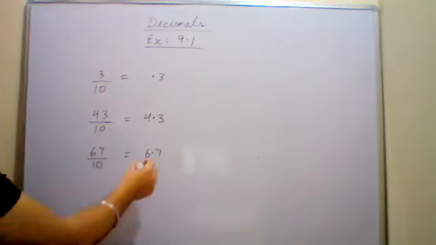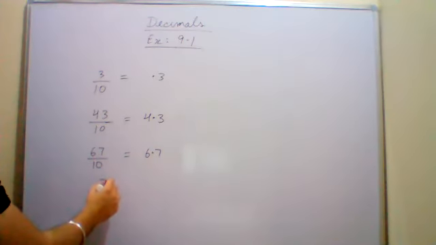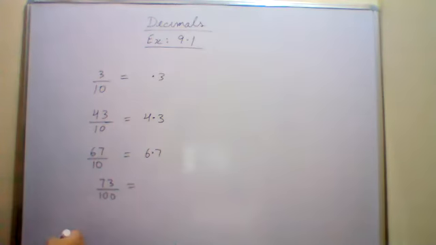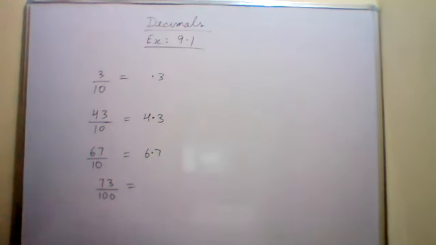Now, who is going to tell me 73 upon 100? Sir, 0.73. Sir, 7.73. 0.73. Okay, I have taken your answers.